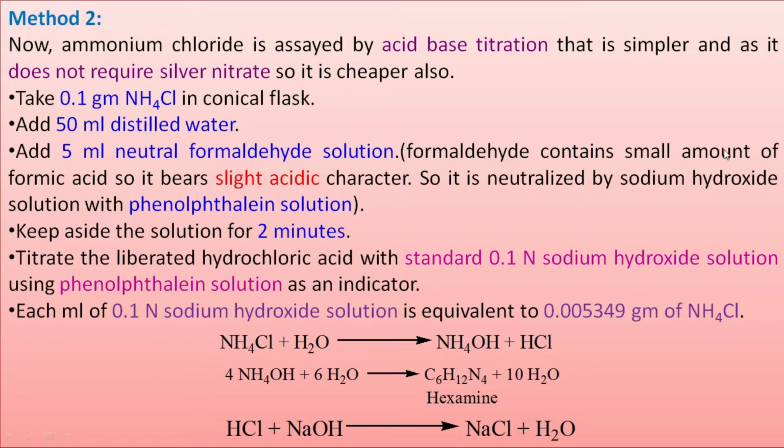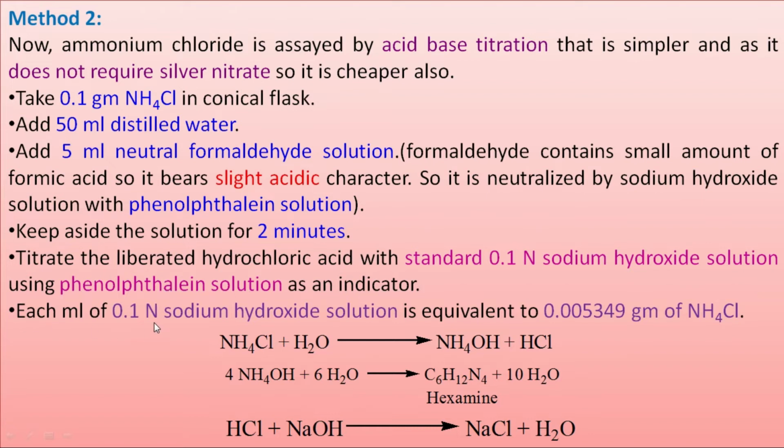This formaldehyde contains a small amount of formic acid. As formic acid is acidic, it bears a slight acidic character, so we have to neutralize this solution. We will neutralize it with sodium hydroxide solution using phenolphthalein solution. We will keep this solution aside for 2 minutes, so that ammonium chloride will react with water and hydrochloric acid will be liberated. Then this reaction mixture, in which hydrochloric acid is liberated, we will titrate with standard 0.1 normal sodium hydroxide solution using phenolphthalein solution as an indicator.